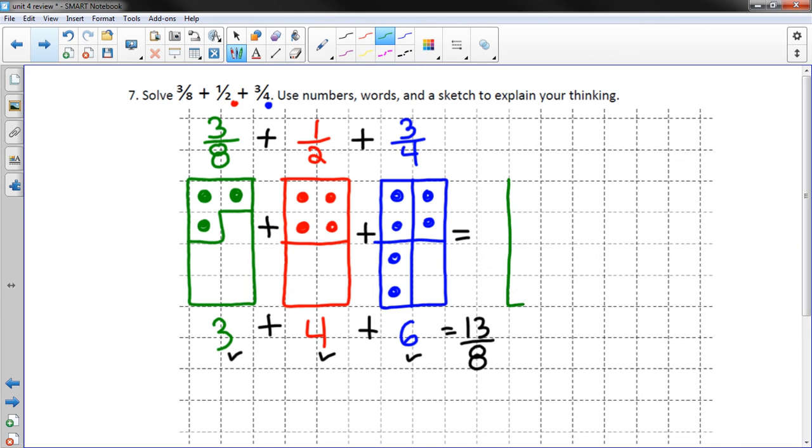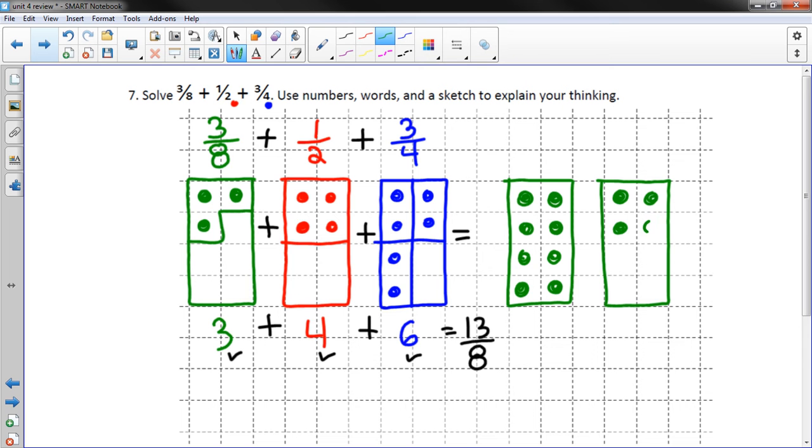So I'm going to need 2 of them. And I'm going to fill in 13. So one's completely full. That would be 8. And I need to fill it with 5 more in my second rectangle or egg carton. So altogether I have 1 whole and 5/8. So my answer is 1 and 5/8.